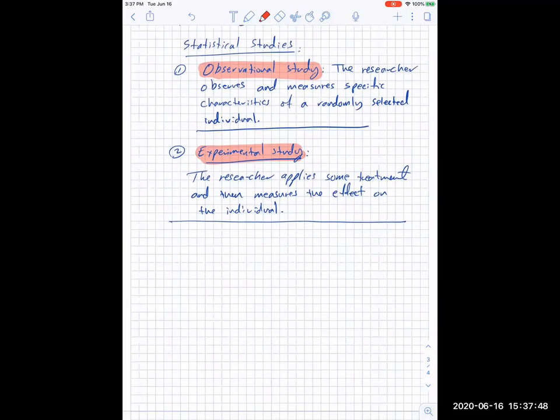Now we're going to go into the next important concept, which is the different sampling methods we have or we can use to collect sample data. Okay. So sampling methods.